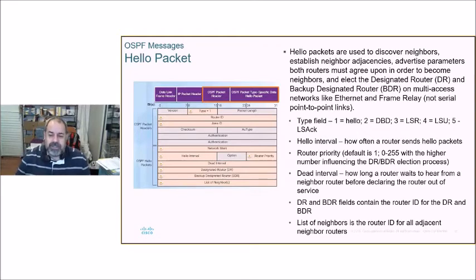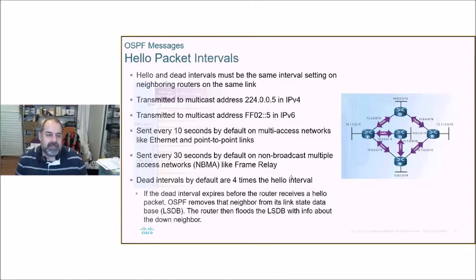Router priority is basically about that DR BDR election, so that doesn't have to match, because the whole point of it is that you have different routers with different priorities. The dead interval is how long a router waits to hear from a neighbour router before declaring it out of service, so that's how long since the hello packets have arrived before we start thinking that the router is dead. The DR BDR field contains the ID for the DR and BDR routers, and then a list of neighbours is the router ID for all adjacent neighbouring routers. That's all just update information so they can keep track of one another.